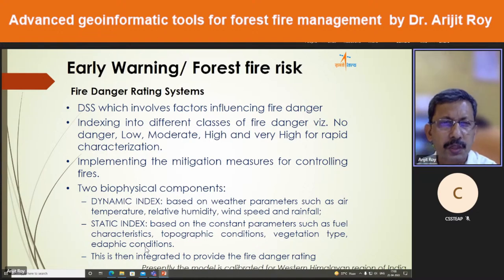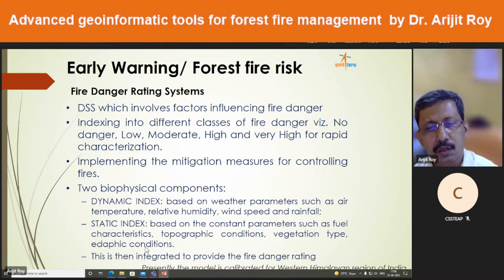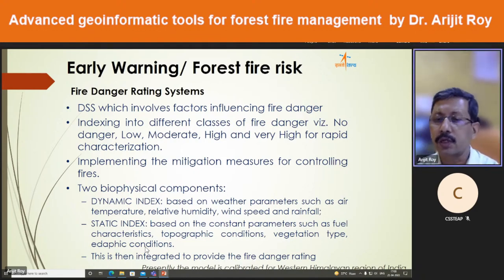So this particular fire danger rating system has two biophysical components. One is the dynamic index, which is based on weather parameters like air temperature, relative humidity, wind speed, and rainfall. The other one is a static index based on constant parameters like fuel characteristics, topographic condition, vegetation type, and edaphic condition. And this is then integrated to provide the fire danger rating. Presently, this model is calibrated for the Western Himalayan region of India.